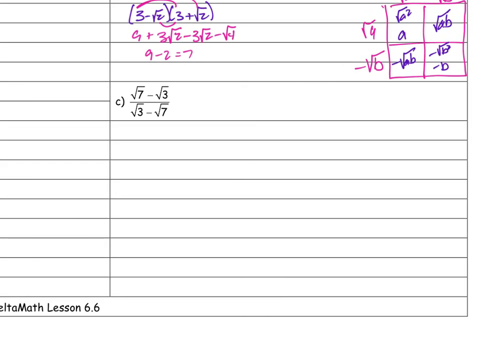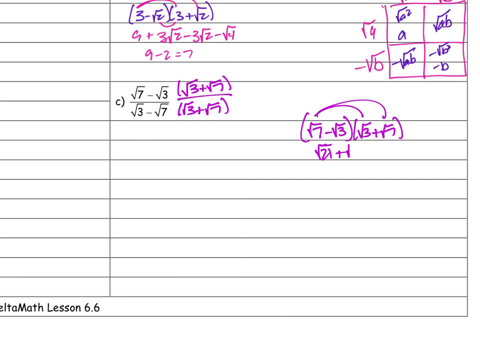And then this one, this lovely one, I'm going to multiply by square root of 3 plus the square root of 7, square root of 3 plus the square root of 7. So I've got square root of 7 minus the square root of 3, times square root of 3 plus the square root of 7. So that's the square root of 21 plus the square root of 49 minus the square root of 9 minus the square root of 21. So that's 9 minus 3. Not 9, sorry. 7 minus 3. So I've got 4 on the top.